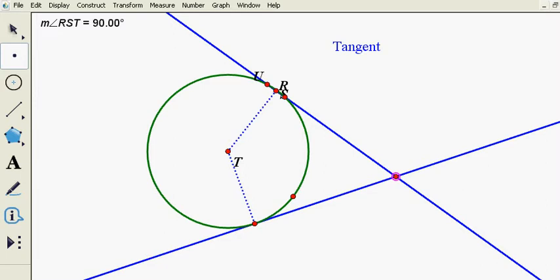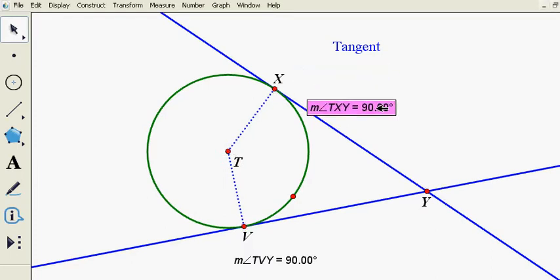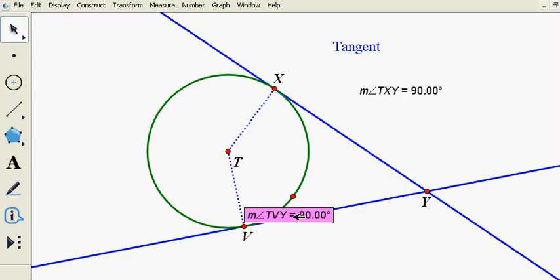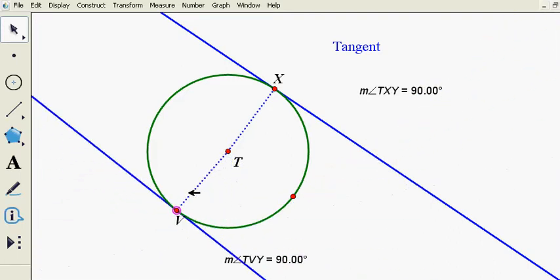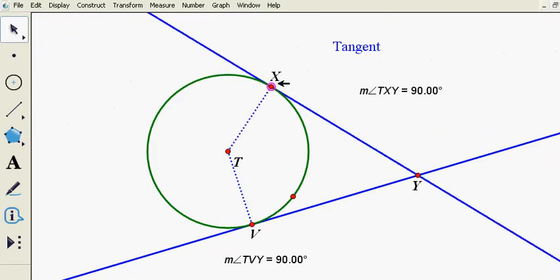And that produces some very interesting characteristics. So I've asked the computer to calculate the angle from t to x to y, and that's 90 degrees. So that's this angle up here that we said was going to be 90. And the t to v to y, that's this angle here. That's going to be 90. And if I move my points around the circle, I still produce a tangent at the bottom, and I produce a tangent at the top.